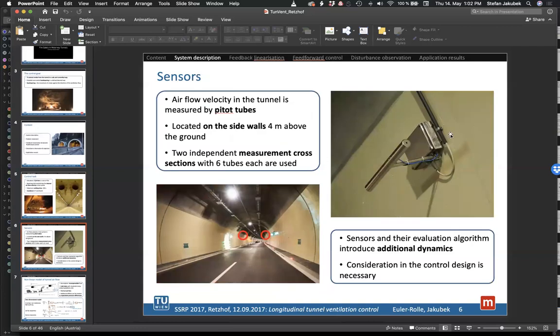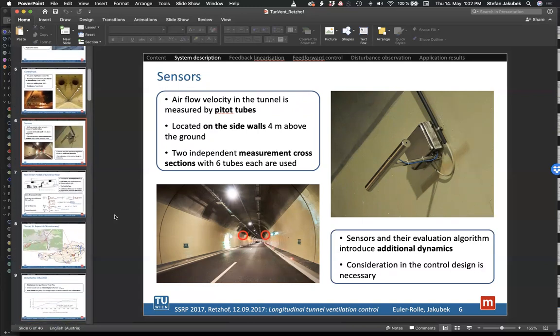And of course, you also need, if you want to have 2 degree of freedom control, you need to measure air velocity. And this is what you probably also know from aircraft. This is a Pitot tube. You have several of them in the tunnel cross section in order to measure speed, very simply speaking.